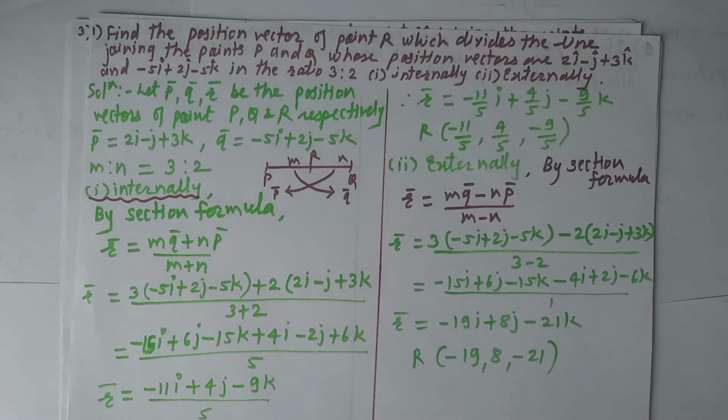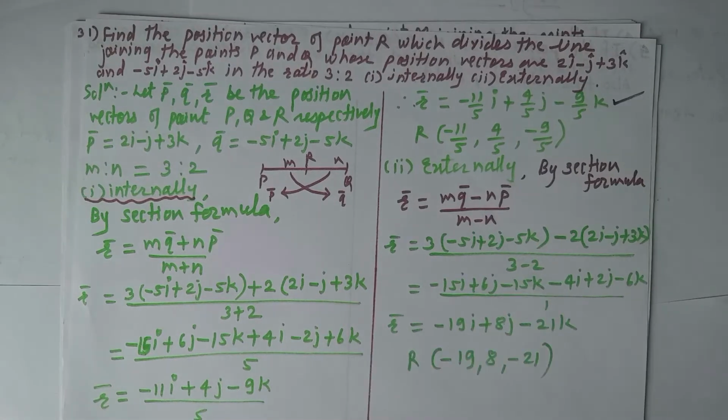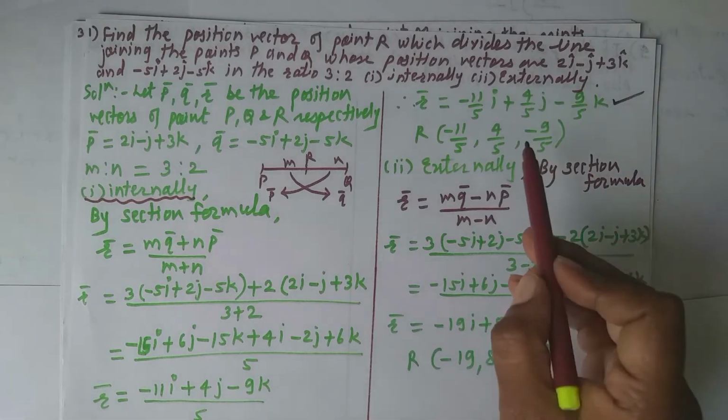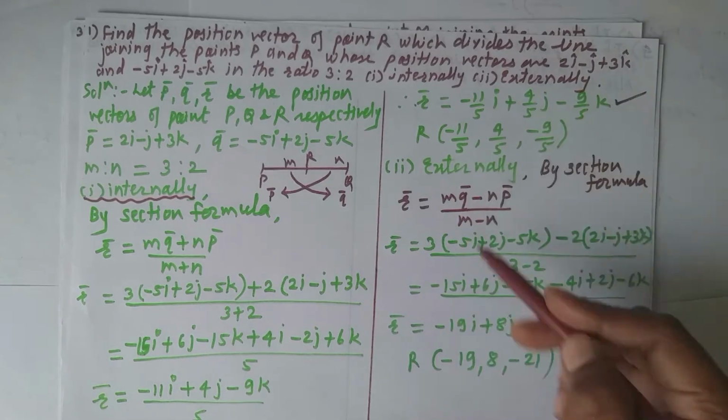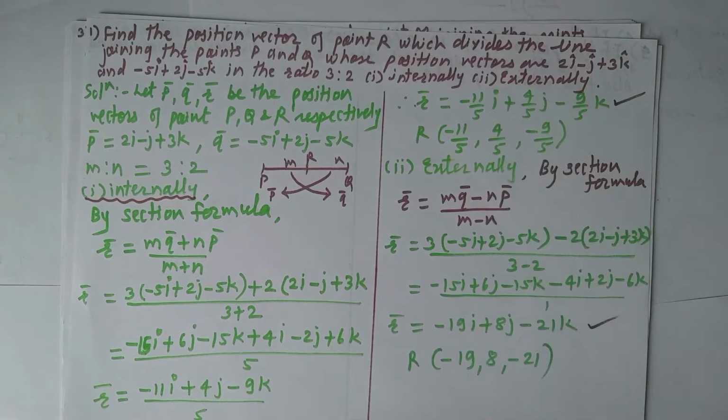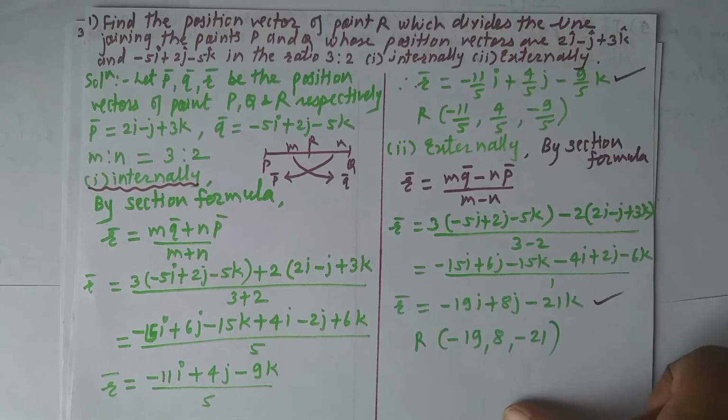Okay. In this way we have got the position vector of point R which divides the line segment internally and externally, and these are the coordinates of point R. Okay, let's see one more example.